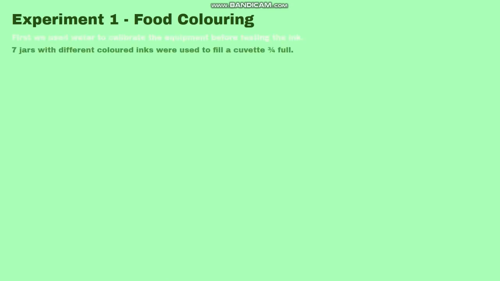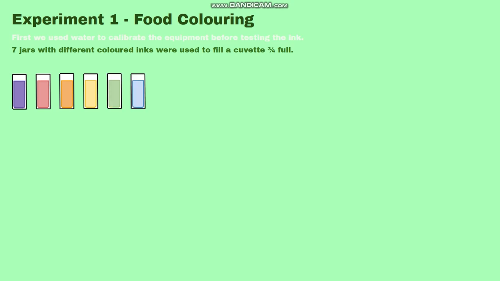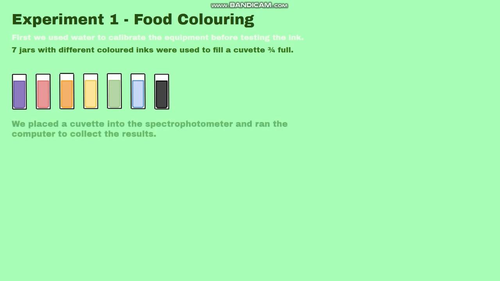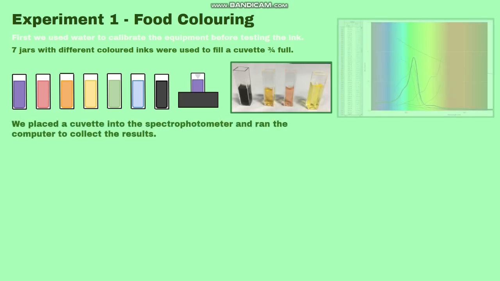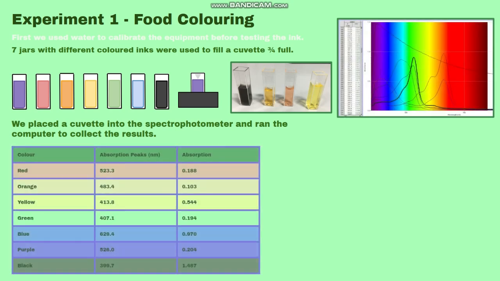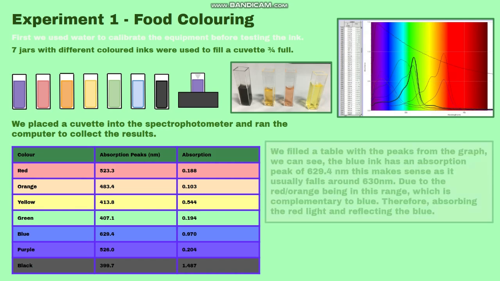For the first experiment, you would have 7 jars filled with purple, pink, orange, yellow, green, blue, and black solution. A cuvette would be 3/4 filled with one of these inks and placed in the spectrometer and run through the computer to collect some results. The results would then be put in a table like this one, and it would record the peaks of each solution on the computer.